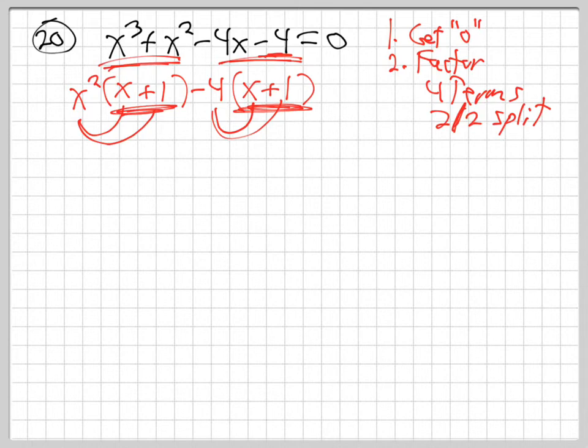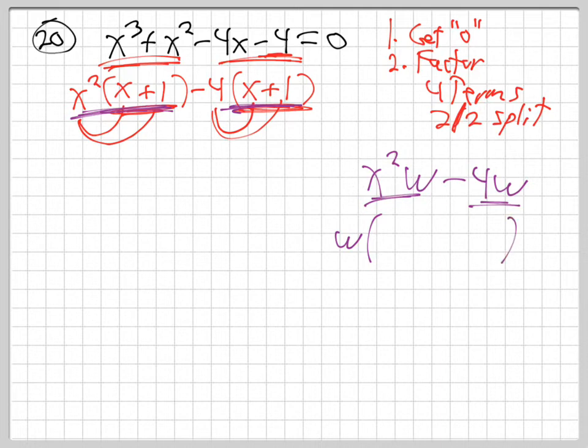And then you have to keep going. Remember when you see how these both have an x plus 1? This is a little tricky, but let me remind you. What if you had x squared w minus 4w? What if those were your 2 terms? You would look at them and say, hey, they both have a w. And you put the w in the front, cross it off, bring down x squared minus 4, right? That w could go back to both. It's just distribution backwards.